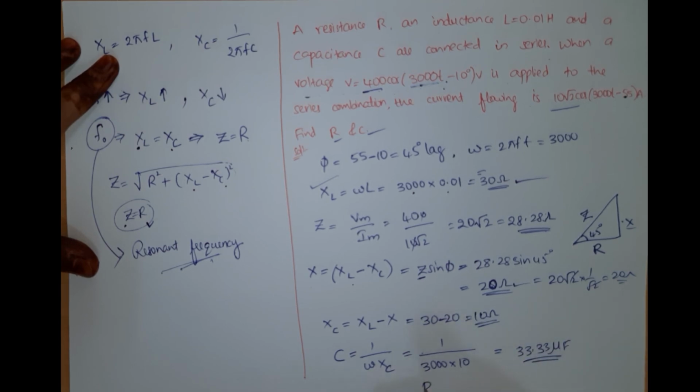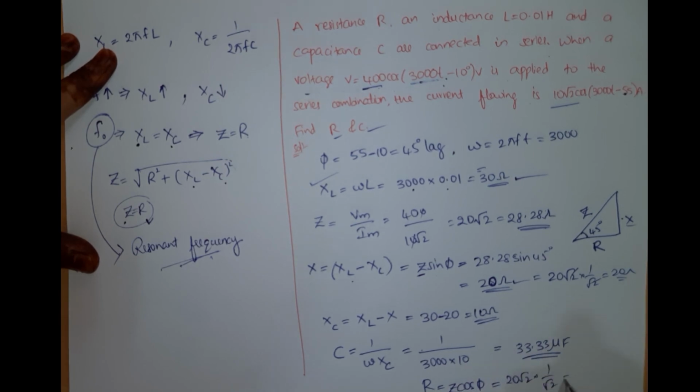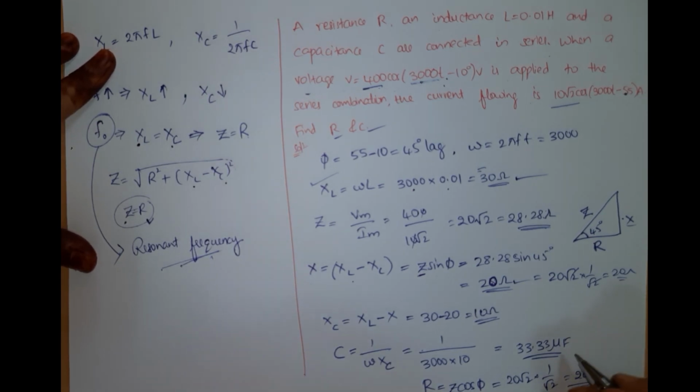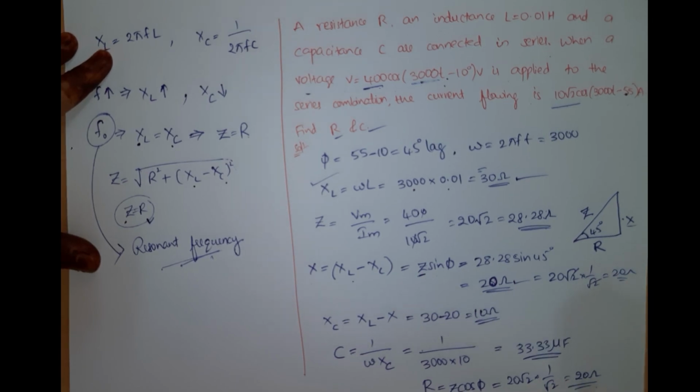In the same way, from the triangle you can find out the value of R. You can write R equals Z cos phi, where Z is 20 root 2 and cos phi is 1 by root 2, that is 20 ohms. So this is how different parameters of a series RLC circuit can be calculated. Hope you have understood. Thank you.